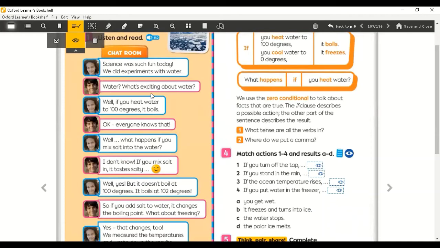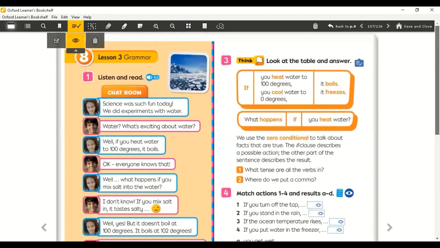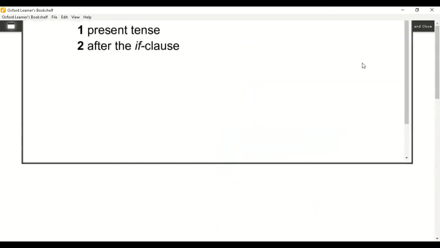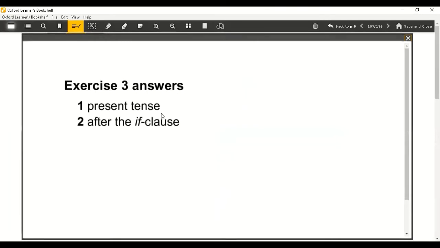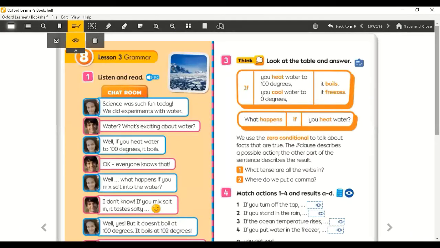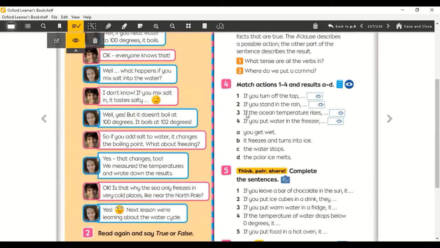What do you think? Okay, check your answer. Great. Present tense, of course. And number 2, after the if clause, of course. Great job. Now look at question number 4.